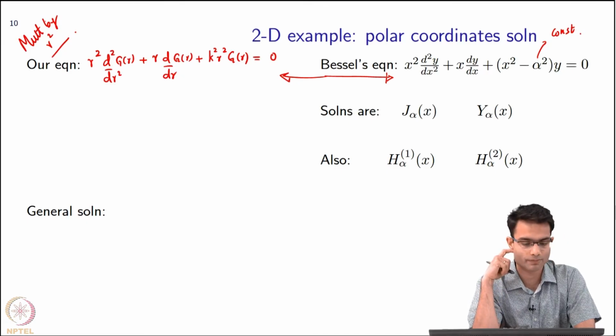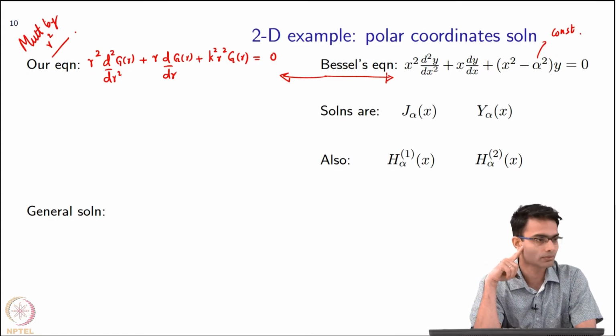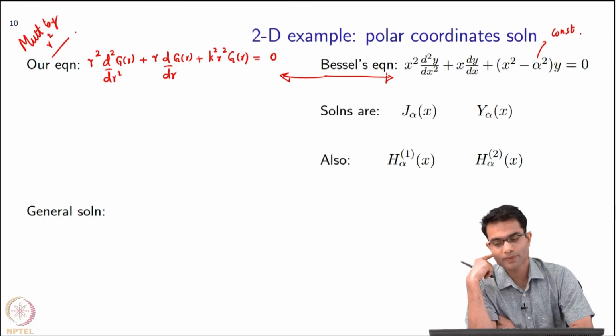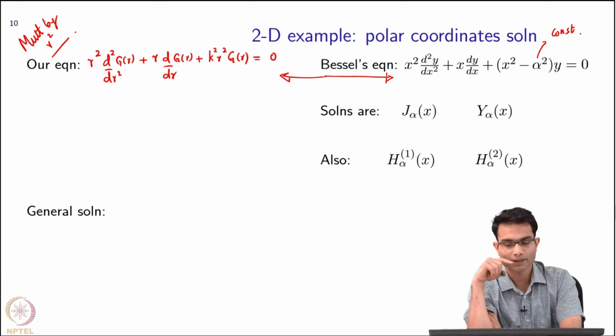I have a second derivative multiplied by a squared term, a first derivative multiplied by a linear term, and an x squared y, or an r squared g term. Something is slightly off, and that is the k. So, we will have to deal with that k. We will get to that, but let us just look at the high level conceptual idea here.